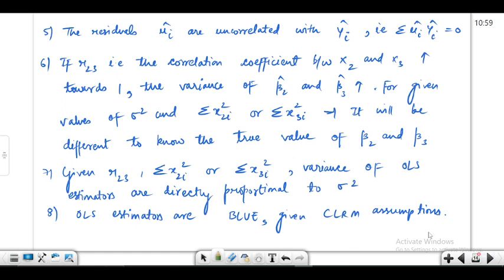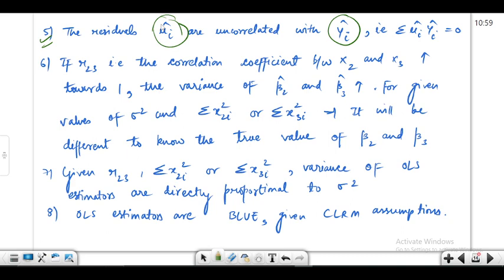So the residuals ui, this is the fifth property: the residuals ui are uncorrelated with yi. So the residuals are uncorrelated with your x variable, and they are also uncorrelated with your y variable. Because ui is capturing the unexplained part of yi. And if they are related, it means that somewhere down the line ui is explaining the yi variable. So this can't be possible, because it is capturing that part which is not explained by the x variable.